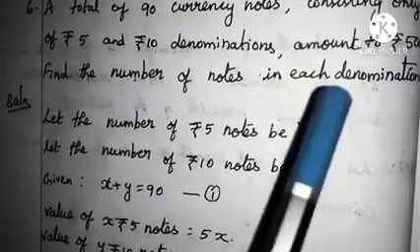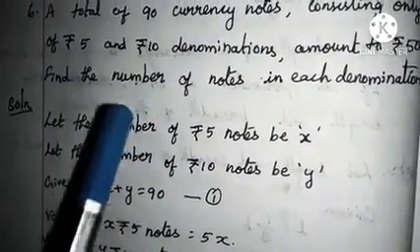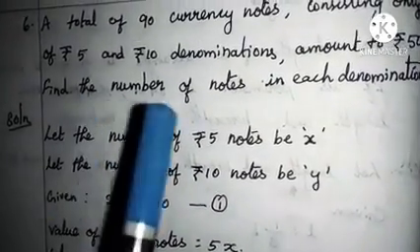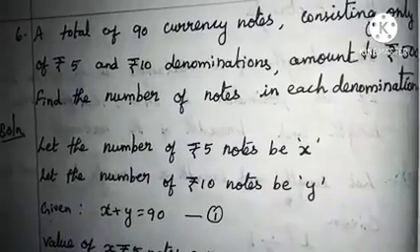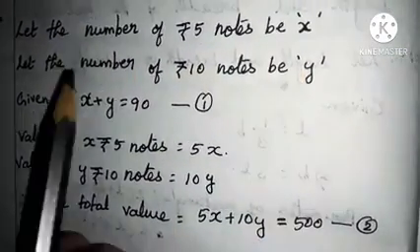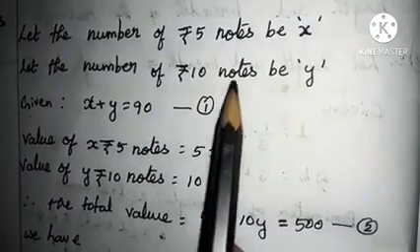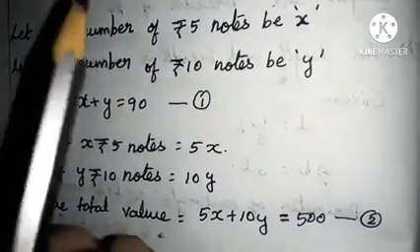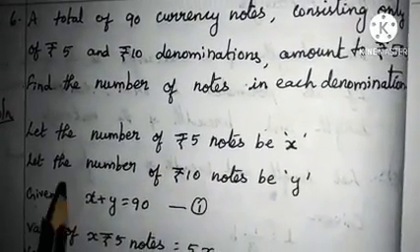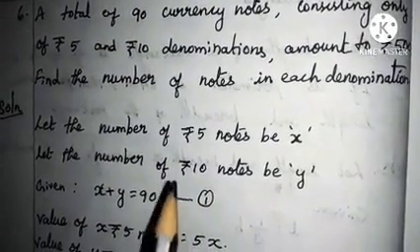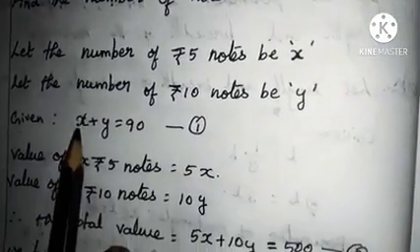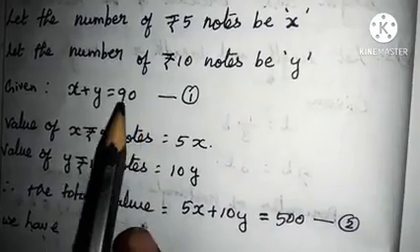Here, what you have to find out is how many 5 rupees notes and how many 10 rupees notes there are. For that, first let the number of 5 rupees notes be X and the number of 10 rupees notes be Y. First, the total number of notes, that is the number of 5 rupees and 10 rupees notes together, is given as 90. So we write X plus Y is equal to 90.